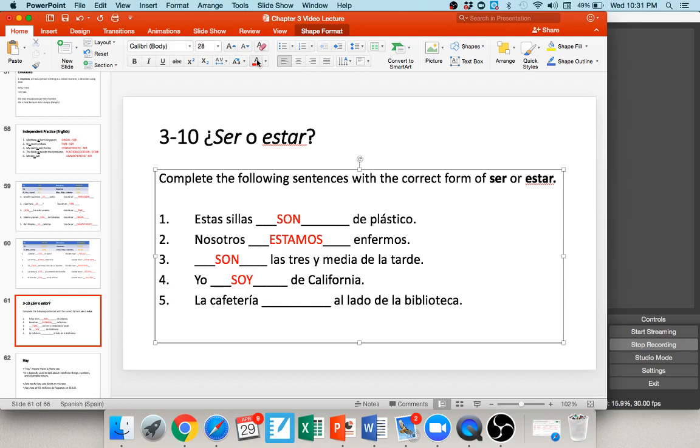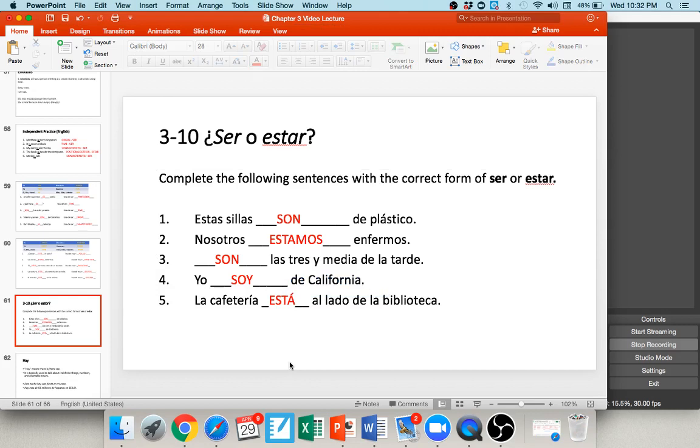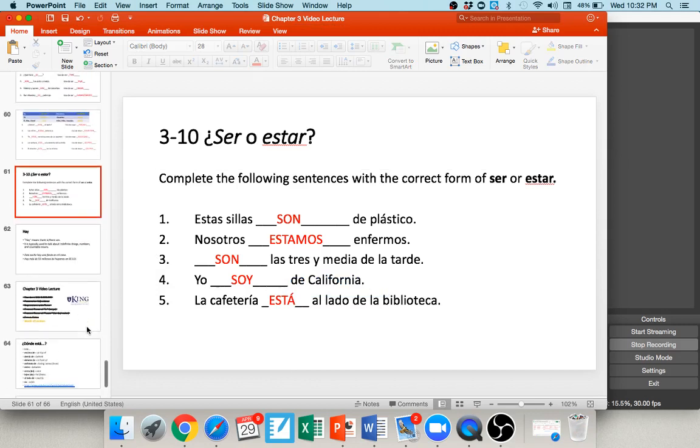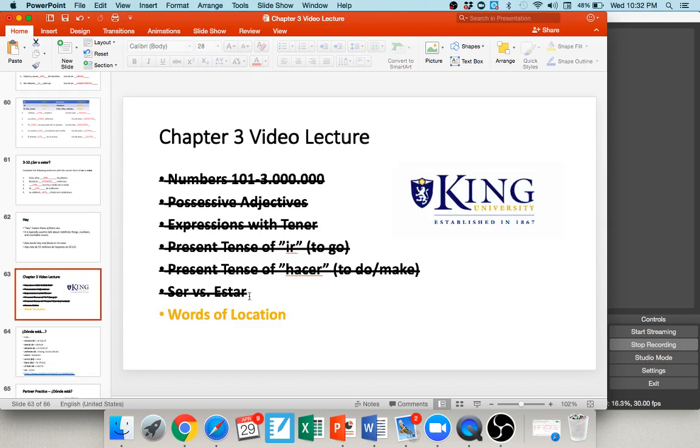In this case, I'm talking about the cafeteria's location or position. So I'm going to say that la cafeteria está al lado de la biblioteca. We're talking about its position, its location, so I'm using estar. Okay, that sums up our use of ser and estar.